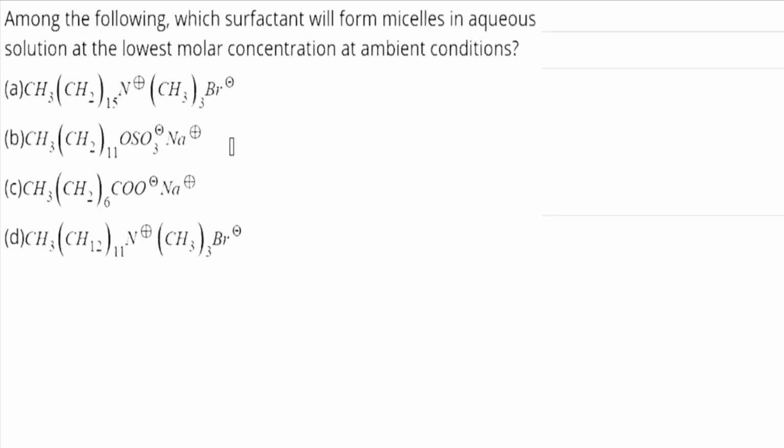Hello everyone, this is our question. Let me explain it to you. Among the following, which surfactant will form micelles in aqueous solution at the lowest molar concentration at ambient conditions? So if we talk about micelle formation, we are talking about associated colloids, right?